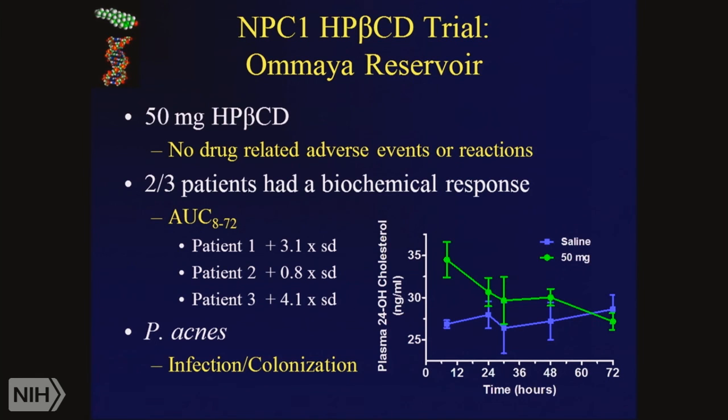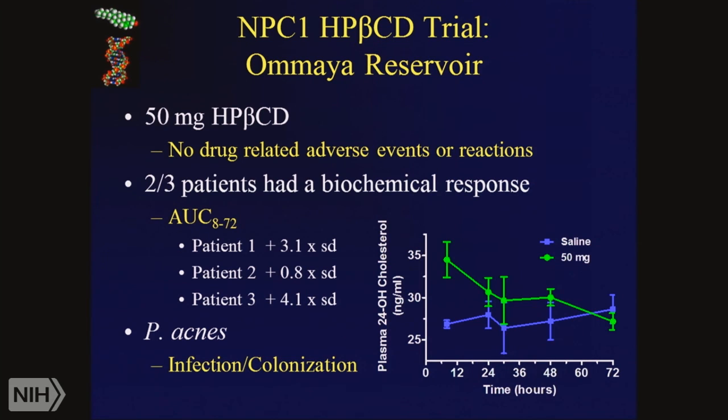We started out giving the kids 50 milligrams of cyclodextrin. There were no drug-related adverse events or reactions. And all 3 patients had a positive response when we looked at the 24-hydroxycholesterol, but 2 out of the 3 actually had what we had defined as a significant response, which you can see is 3 and 4 times greater than the standard deviation. And you can see here that the area under the curve of the treated is higher than the control with just the saline. Problem is we ran into P. acnes colonization, infection colonization of the Ommaya reservoirs, and that stopped us dead in our tracks.